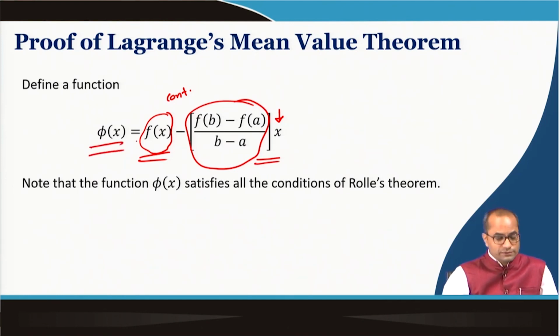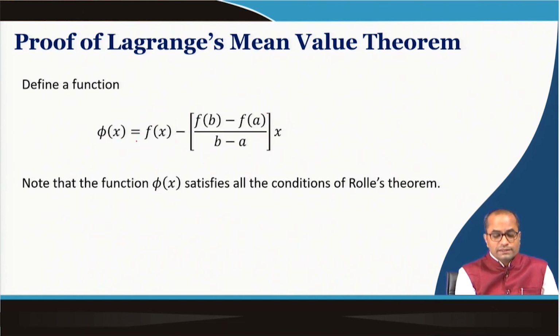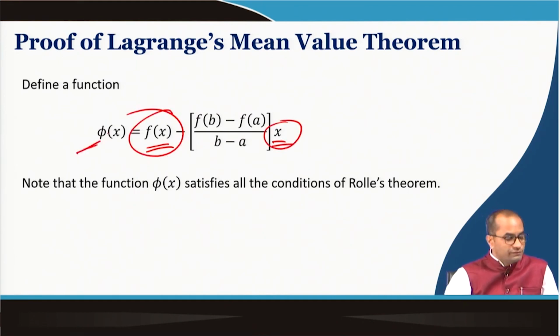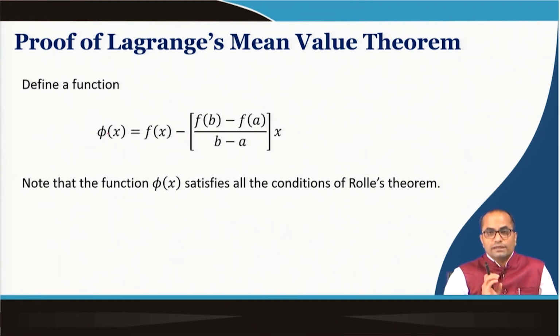So, phi is continuous, so we do not need to worry. A similar argument holds for differentiability: x is differentiable, f is differentiable, so this phi is also differentiable. So, continuity and differentiability are not an issue. Now, we will check the third one.